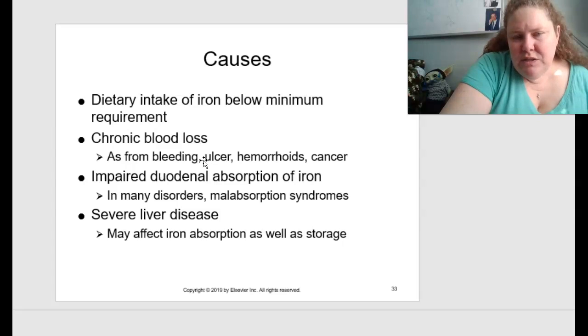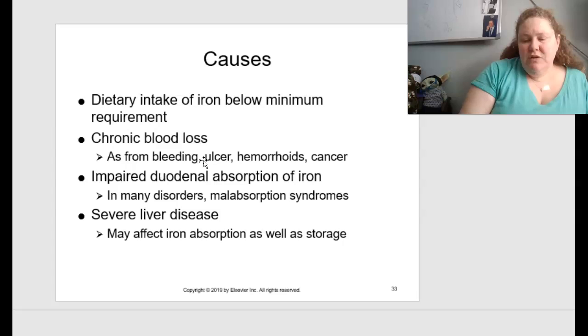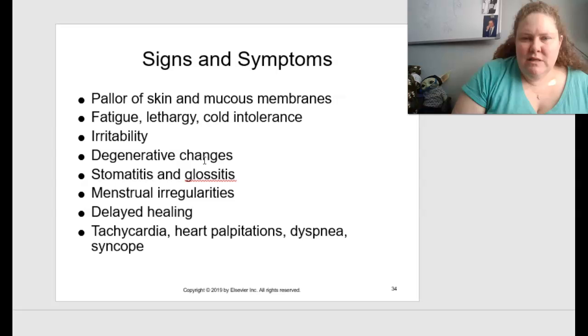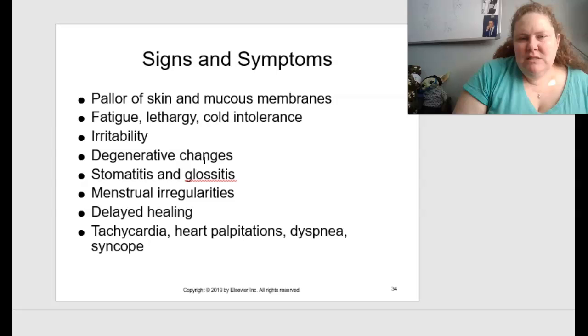In many disorders, there are also malabsorption syndromes that are underlying causes. If you have severe liver disease, it may affect iron absorption as well as storage, therefore causing anemia. Signs and symptoms can be pallor of the skin and the mucous membranes, fatigue, lethargy, and cold intolerance. It can also cause irritability, degenerative changes, stomatitis and glossitis, menstrual irregularities, delayed healing, as well as that rapid heart rate, heart palpitations, dyspnea, or syncope.